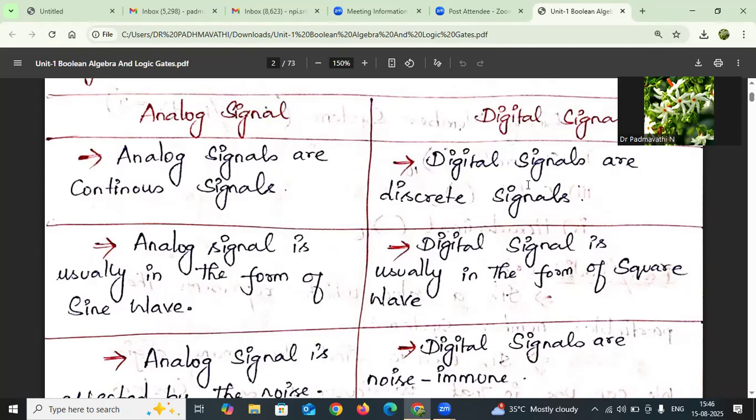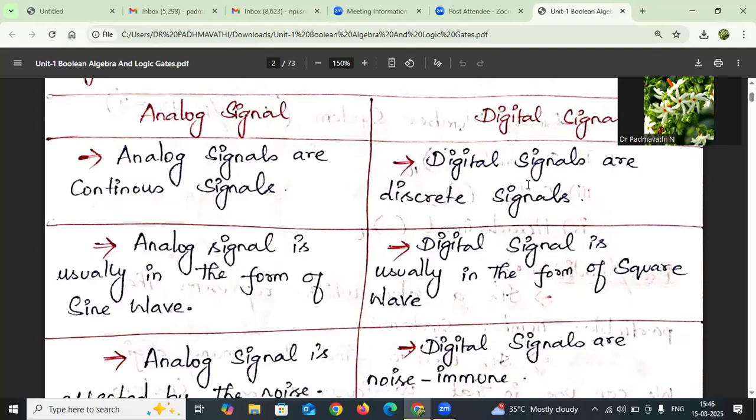And how are they represented? Analog signals are usually represented in the form of a sine wave, and there are also triangular waves and sawtooth waves, so there are many representations for analog signals. With the help of a CRO, cathode ray oscilloscope, we can see the analog representation of any signal. Similarly, a digital signal is in the form of only the square wave, in 0 and 1. So 1 is true and 0 is false.